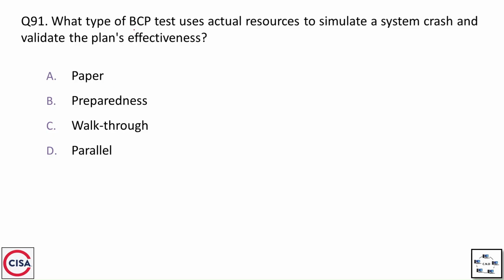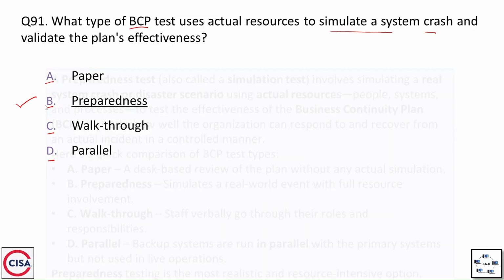Question number 91. What type of BCP test, that is business continuity plan test, uses actual resources to simulate a system crash and validate the plan's effectiveness? And the options are option A, paper, option B, preparedness, option C, walkthrough, and option D, parallel. And the correct option is option B, preparedness test.